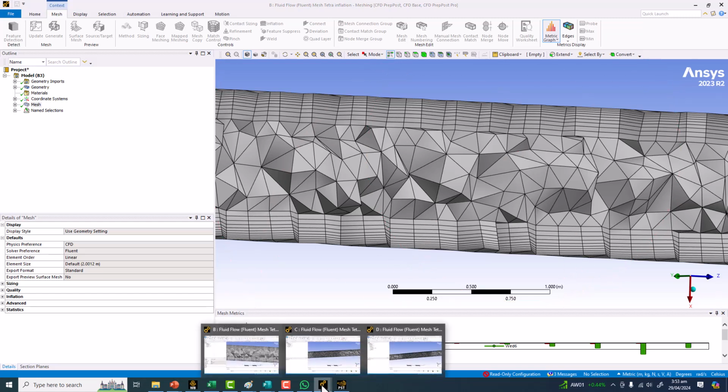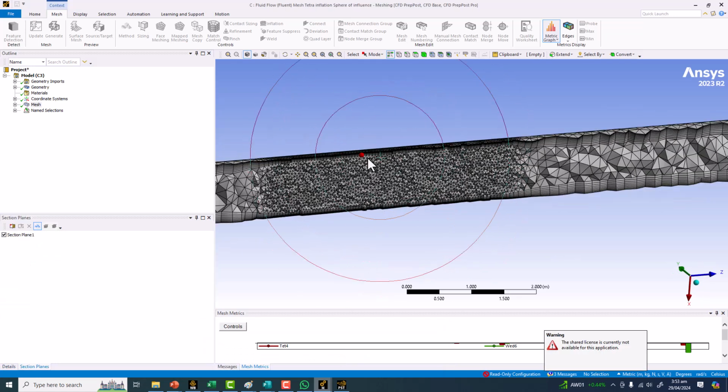The second one is the sphere of influence. Only the region where I have defined the line, and on which I am going to plot my velocity profile, is refined.